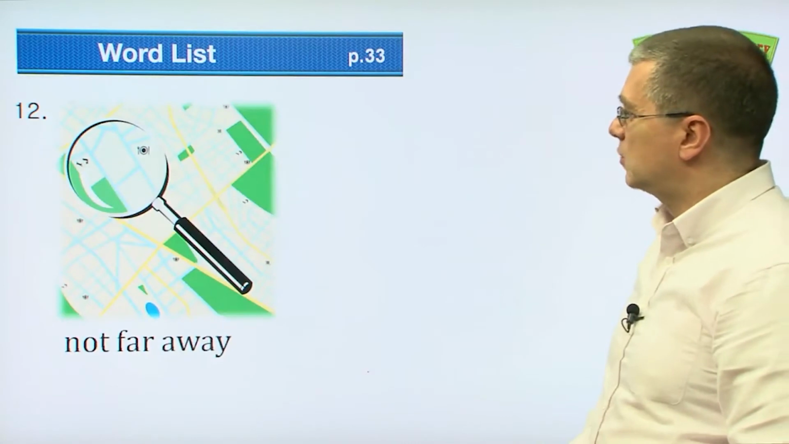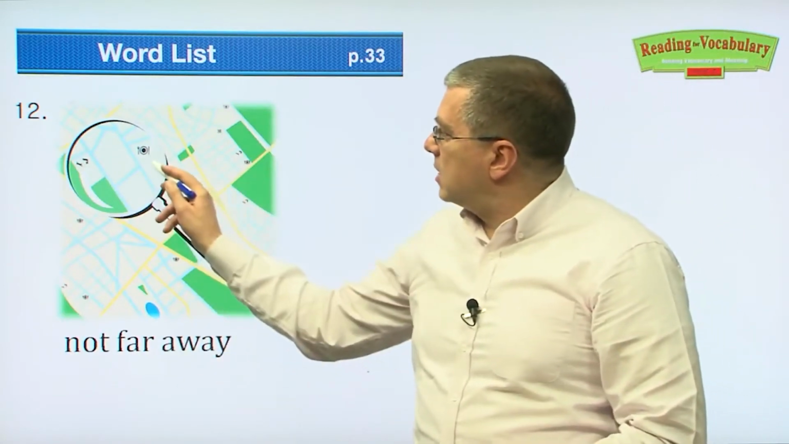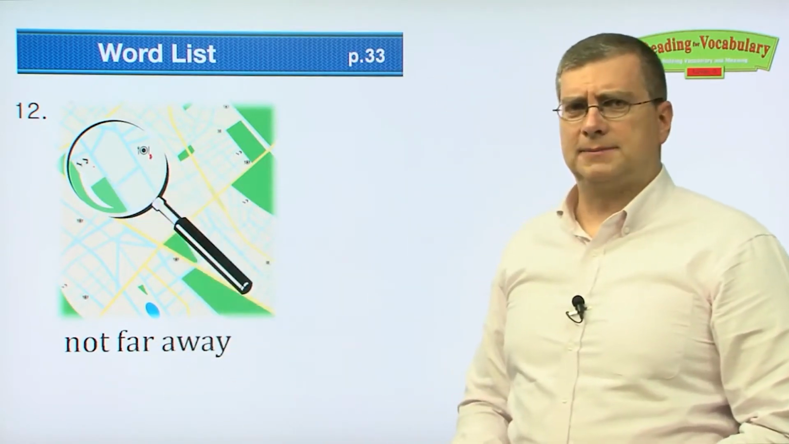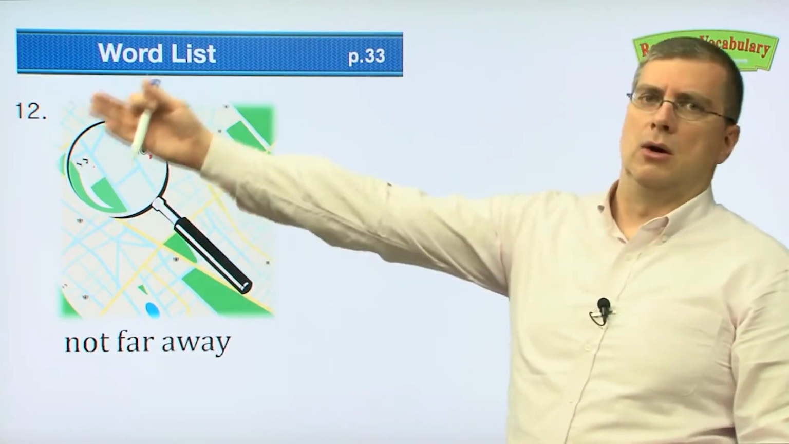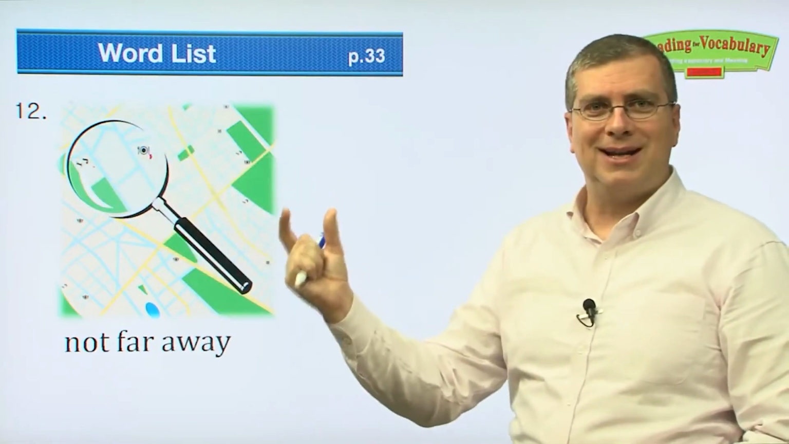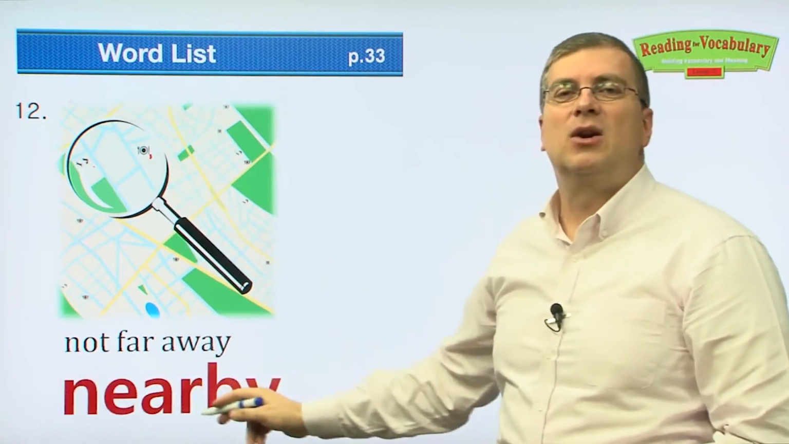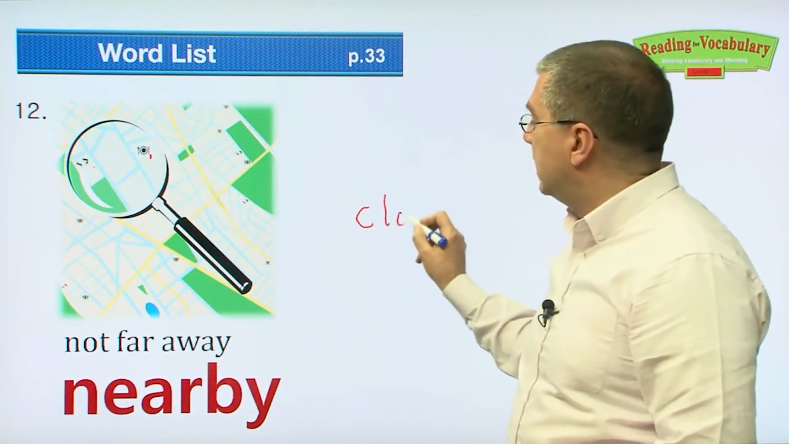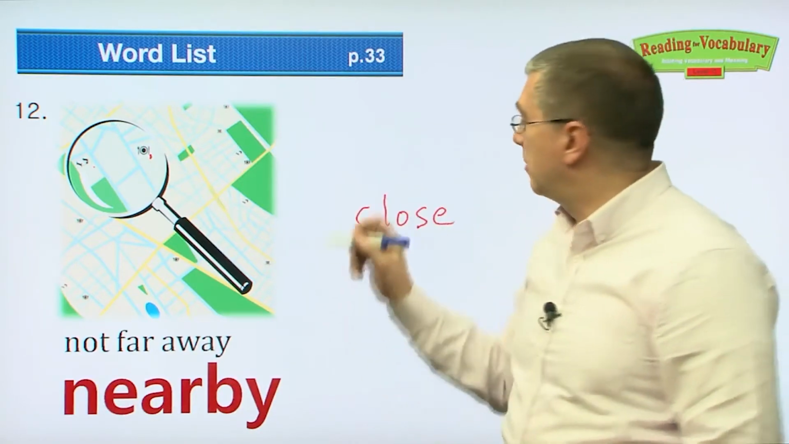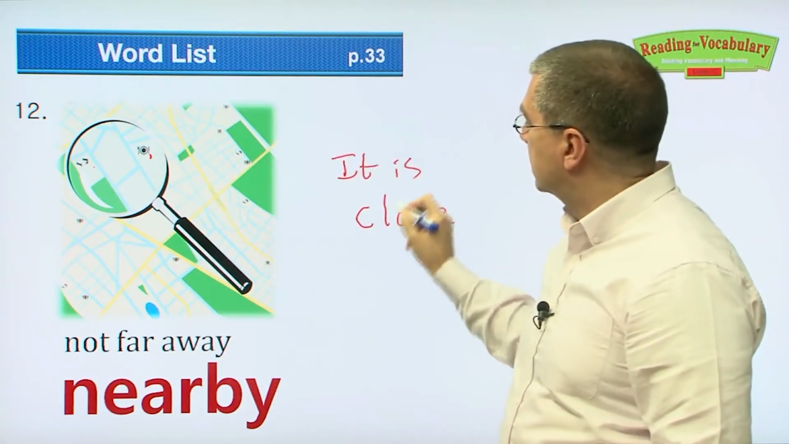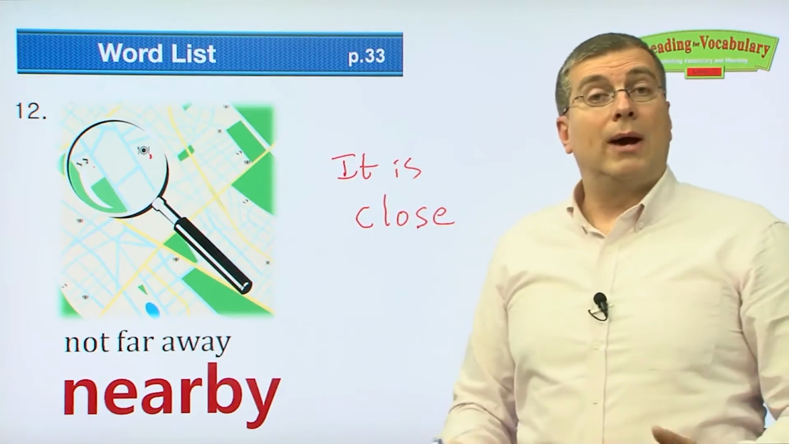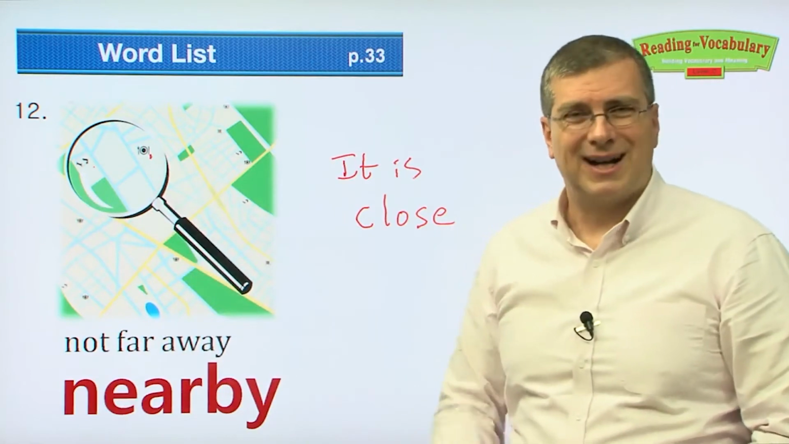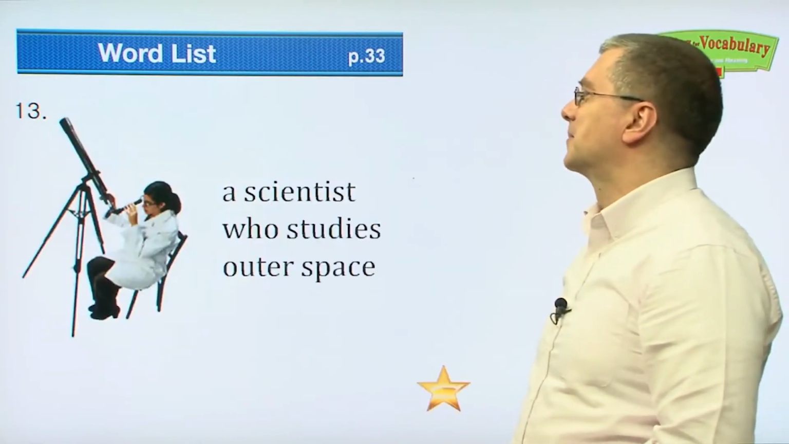Okay, number 12. If you're looking at a map, let's say you're here and you want to go there, well, that's not far away. It's not far, right? Not far away. We say nearby, or you could also say close. It's close. It's nearby. Where is the post office? Oh, don't worry. It's nearby. It's close. It's not far. Okay. Next one.